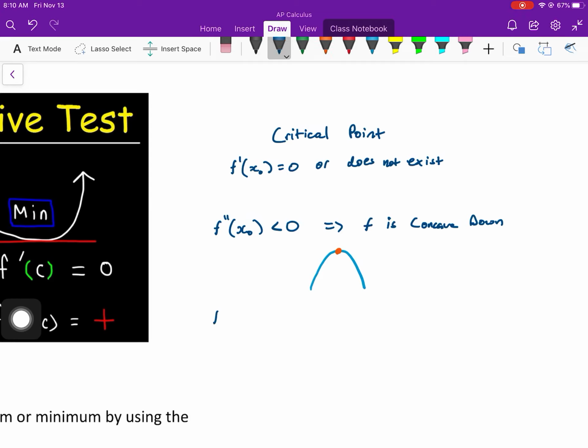Similarly, if you were to have it opened up, so let's just say at that particular critical point, that's why I'm putting x0, that's a particular x value, let's just say f double prime is greater than 0. That would mean that f is now concave up, and then you have like a smiley face. And so at that critical point, you would have a minimum.